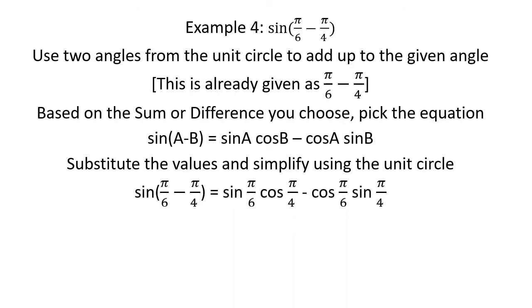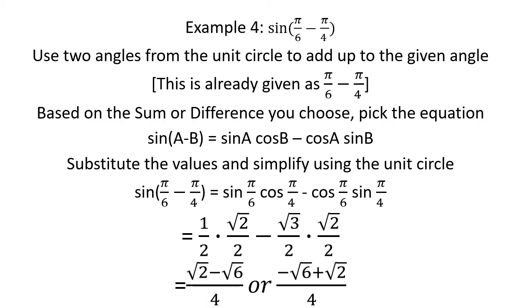So we have sine of pi over 6, cosine of pi over 4, minus cosine of pi over 6, sine of pi over 4. So as you see here, we're going to have root 2 over 4 minus root 6 over 4. And that is our answer.